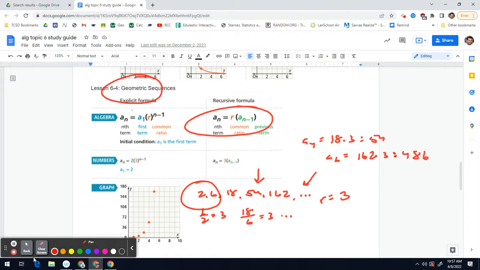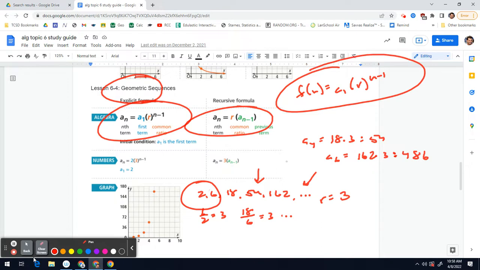Now we also have the explicit formula right here. Explicit formula, function notation: f of n equals a sub 1 times the constant ratio to the n minus 1 power. And again, this can be used to find any term that I want to find. So I could find the 50th term, the 60th term, the 12th term, whatever you want to do, by plugging in that value for n. So you got to try to remember this formula here.